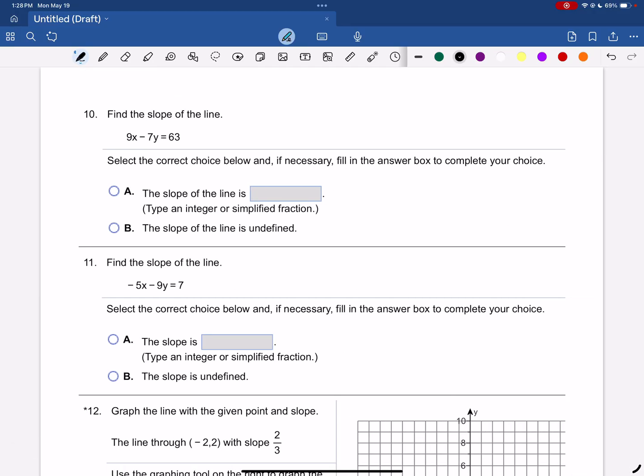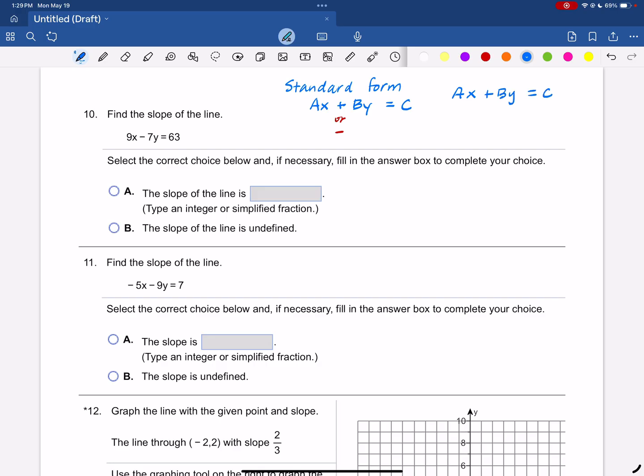Example 10, find the slope of this line. Now, this line is not in the slope-intercept form. It's in what we call the standard form. Standard form of a line. And that's where you have a times x plus b times y equals c. And again, this could be a minus or a plus. Okay? So let's take the time to solve ax plus by equals c.